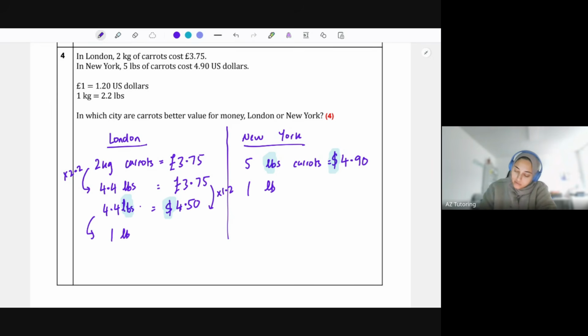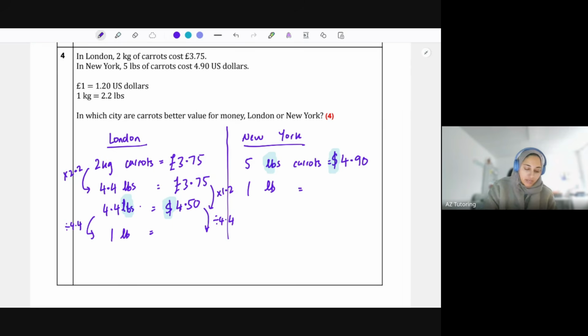£1 of carrots to work out how much each of them are for just £1, and then I can compare them since it's the same weight. Now, how do I get from 4.4 to 1? I just divide by 4.4. Remember, with proportions, whatever you do to one side, do to the other side. So I'm dividing that side by 4.4 as well.